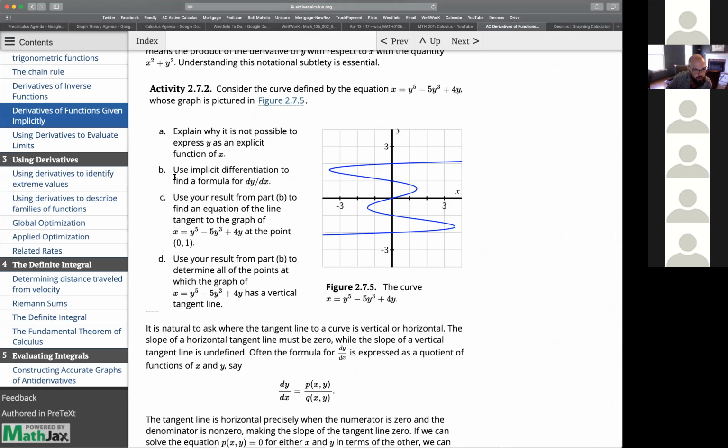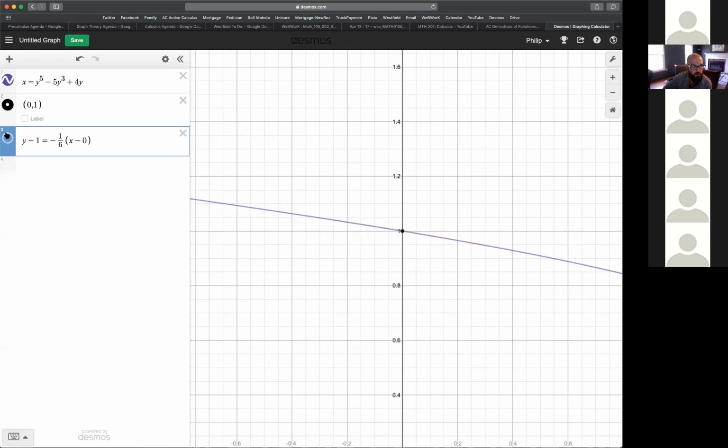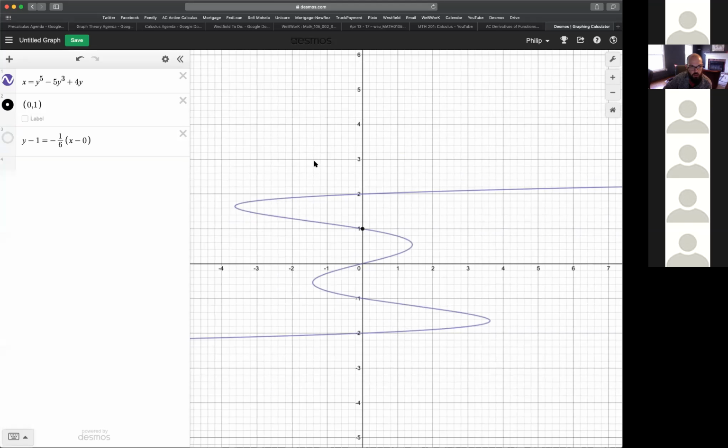So here's the last question, right? So we did A, B, C, and it says, use your results from part B to determine all the points at which the graph of this has a vertical tangent line. Okay, so we'll come back over here, and if we zoom out, visually we should be able to figure out, hey, when does this have a vertical tangent line? And so any ideas for that? Where would we have a vertical tangent line?